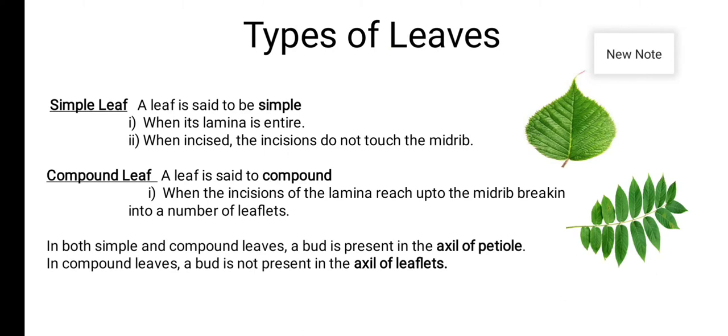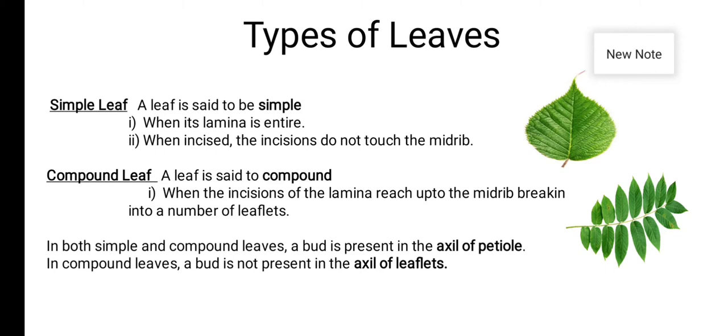The second one is when incised, the incisions do not touch the midrib. Let me explain to you. When it is cut, the cuts do not touch the midrib of the leaf lamina. Then such type of leaves are termed to be simple leaves.